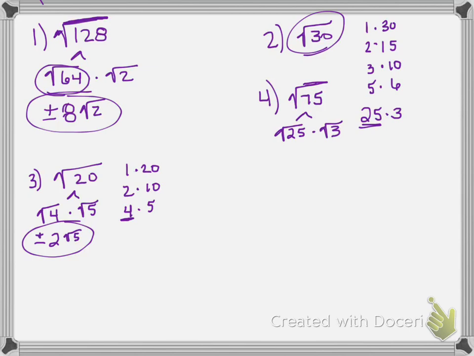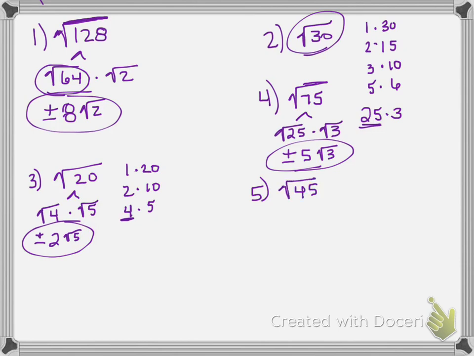And I know that the square root of 25 is plus or minus 5. The square root of 3 doesn't work out evenly, so I just put it on the end. So that is square root of 75 simplified, plus or minus 5 square root of 3. Okay, our last one today is the square root of 45.